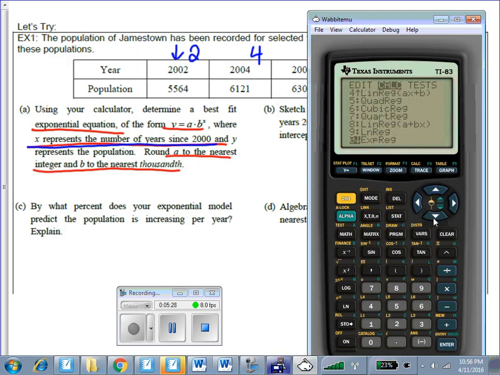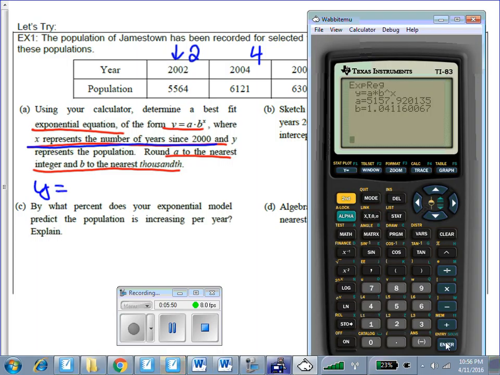So I'm looking for ExpReg. Here I see it right there. It's a 0 in my calculator. Exponential regression. And I use list 1 and list 2, so I'm just going to put that in. So I do second L1, comma, second L2. And I'm going to press enter. There we go.